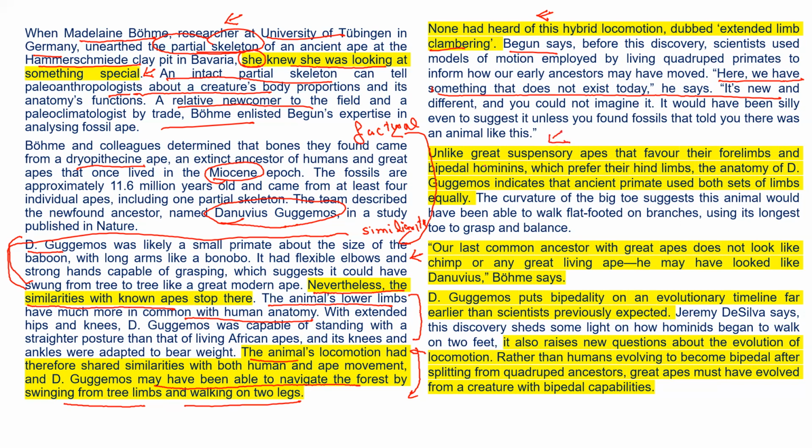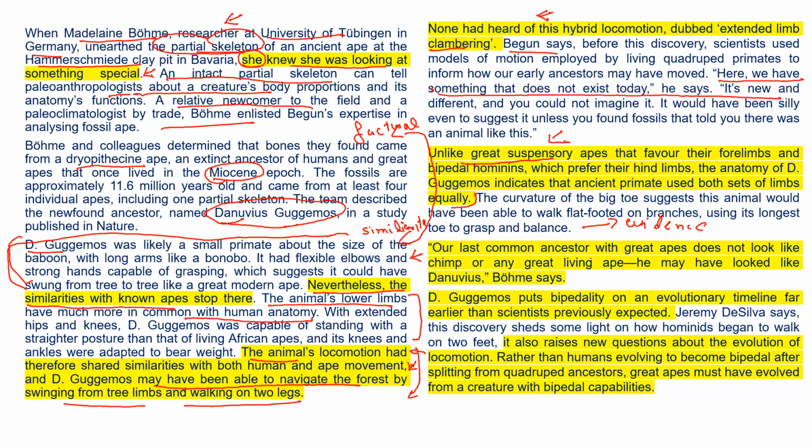These lines again very important. Unlike great suspensory apes that favor their forelimbs and bipedal hominids which prefer their hind limbs, the anatomy of DG indicates that the ancient primate used both sets of limbs equally. So something similar to what they have inferred has been reiterated, that they used to opt for both forms of movement. So this is again something that has been seen, and more of an inference. The curvature of the big toes suggests this animal would have been able to walk flat-footed using its longest toe to grasp the balance. Some sort of evidence to support the previous point.